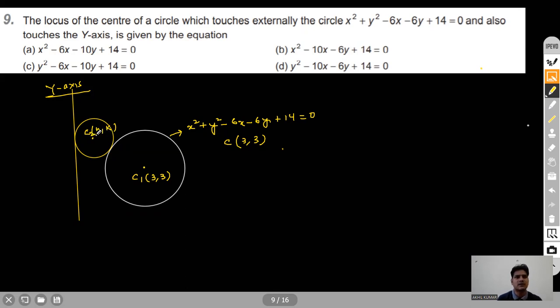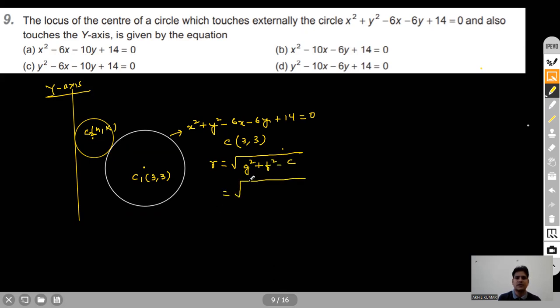This is what is asked in the question. So what can we do here? Do we know the radius of this circle? Yeah, we know. How? The radius of this circle is the square root of g square plus f square minus c.